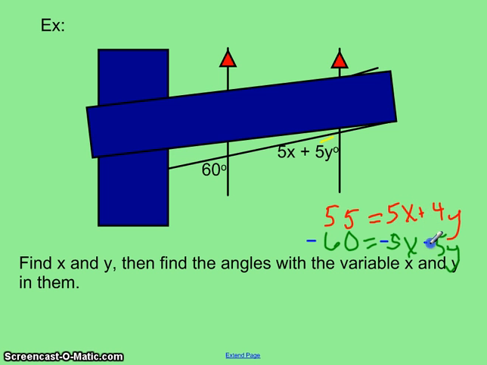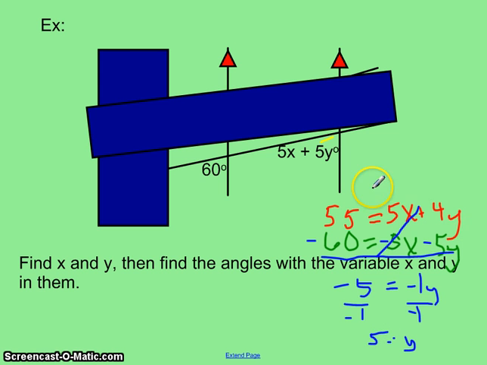Now notice that I'll have opposites right there with the x's. So I'm going to go ahead and cross those out and just add straight down. So I'm going to have -5 equals a -1y. So I have to divide by -1 on both sides to figure out what y is. So it looks like y will equal 5.